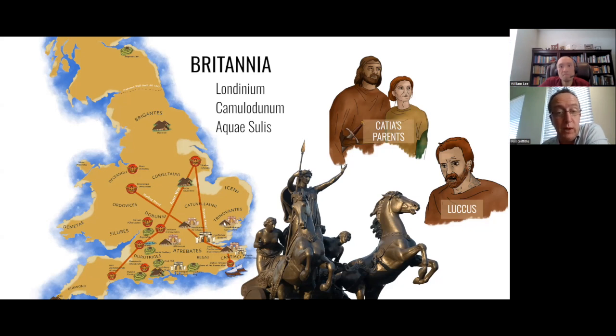Aquae Sulis as well is one of the places we go to. So it's relatively restrained. We're going to look in this section, and we'll come back to these characters later on, or some of them at least. Katya and her parents, Lucas.